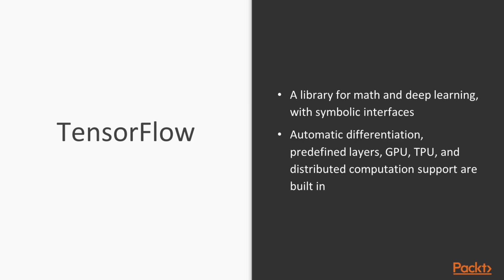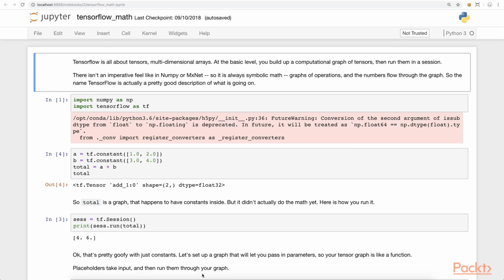It's got automatic differentiation, predefined layers, GPU, TPU, which is a proprietary Google tensor processing unit, and distributed computation all built in. So let's take a look at TensorFlow. It really is all about tensors and multidimensional arrays. At the basic level, you build up a computational graph of tensors, and then you run them in a session and push values through them.